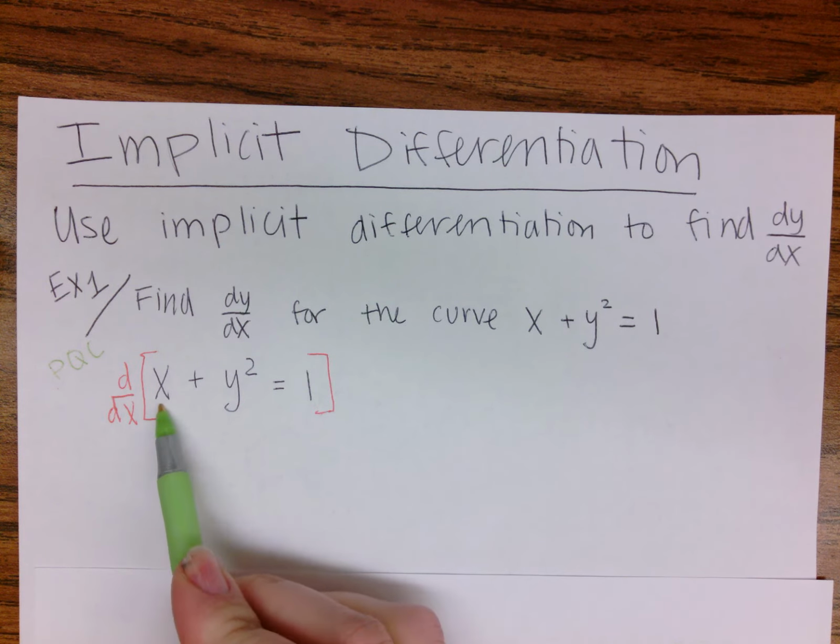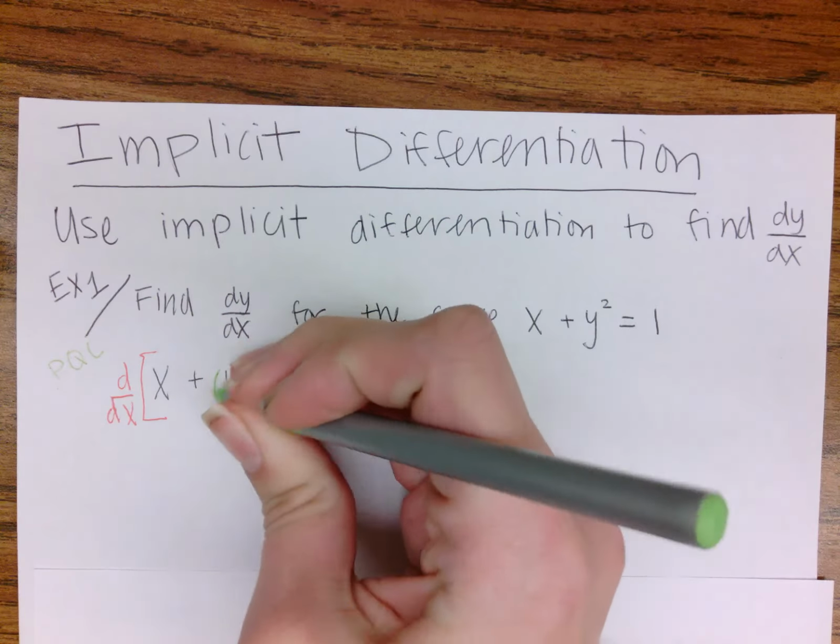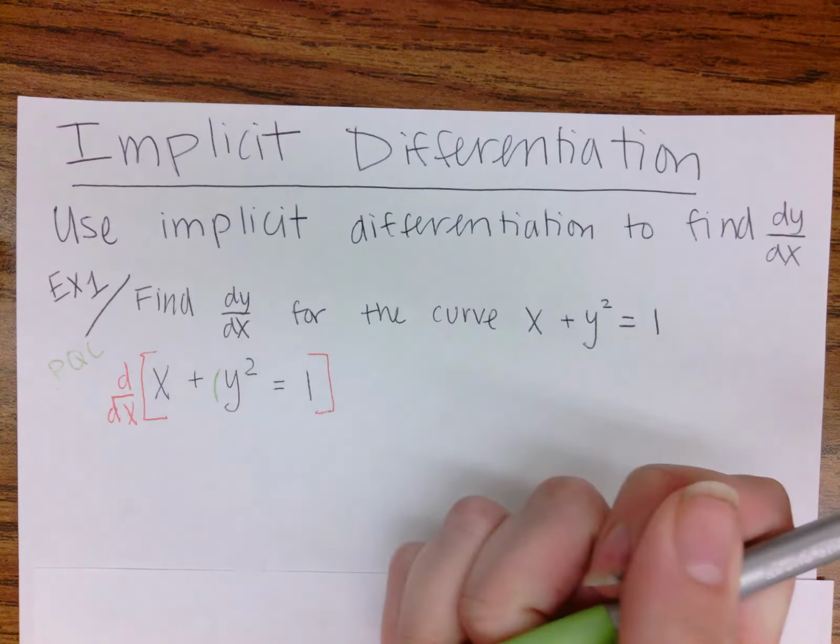X is a term by itself. There's no multiplication or division there. Y squared, now I don't see multiplication or division, but since x is the variable of differentiation and y is a function that is being squared, this is a chain rule, and then 1 is just a constant.